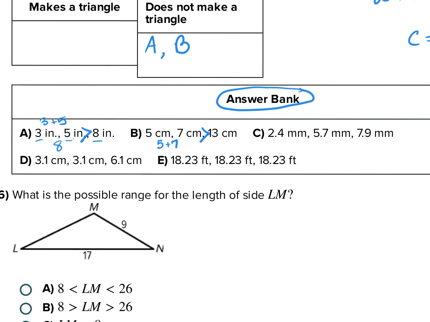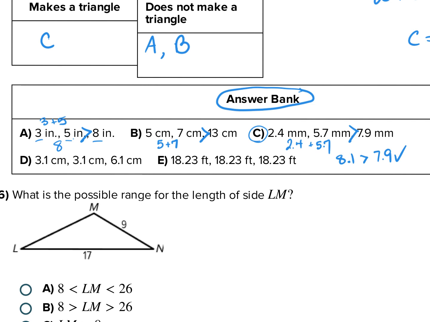Okay. Option C. Okay, so we need to add 2.4 and 5.7. And when we add that together, we actually get 8.1, okay? And 8.1 is greater than 7.9. Okay, so C does form a triangle. Obviously 8.1 isn't much bigger. It's actually only 2/10 bigger, but it is bigger, so it does count.